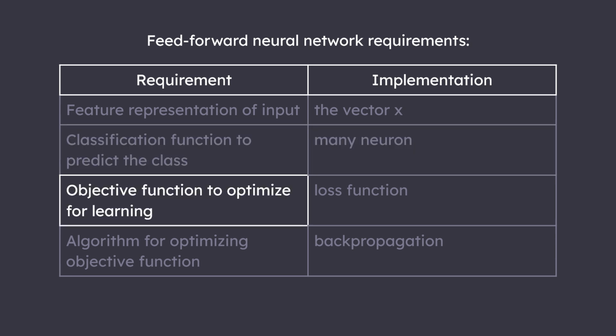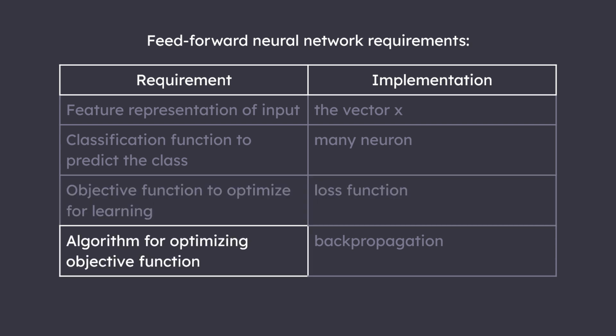Next, we will need an objective function to optimize for learning. We will use the loss function, namely cross-entropy loss. And finally, we need an algorithm for optimizing our objective function. Feed-forward neural networks use backpropagation to optimize the objective function.